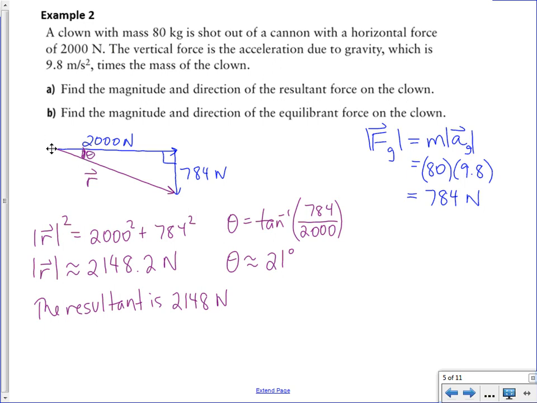Okay, the resultant is 2,148 newtons at an angle, I'll say 21 degrees, and so we're going to say clockwise or counterclockwise to the horizontal. Or I can say at 21 degrees below, I can even say below the horizontal, maybe that even makes better sense in this context. Below the horizontal.